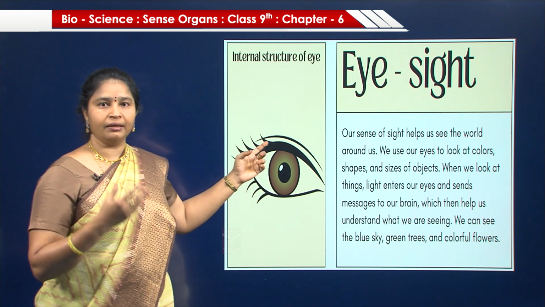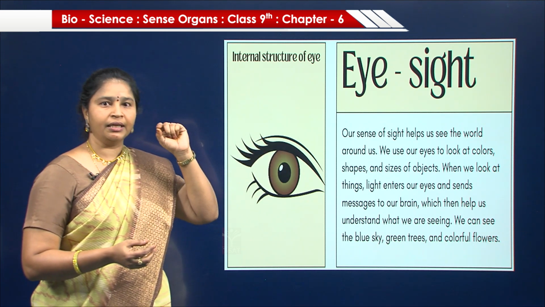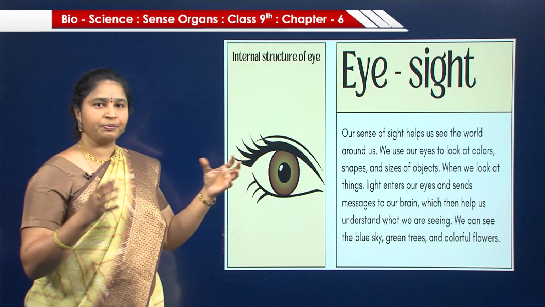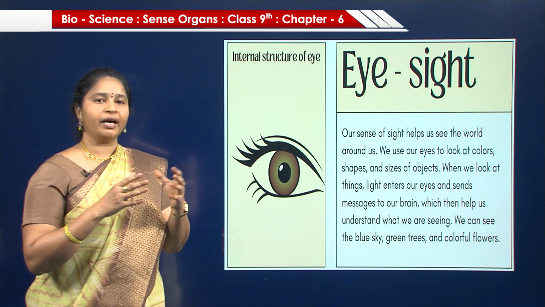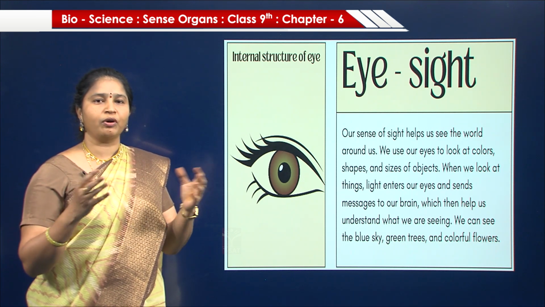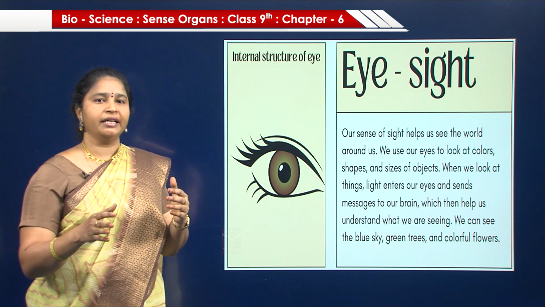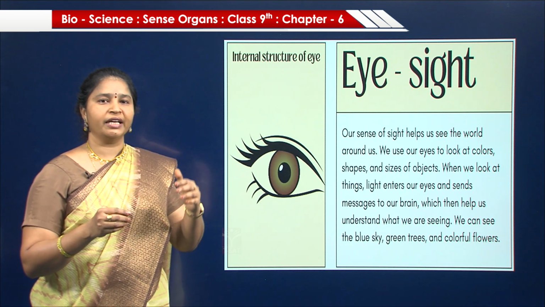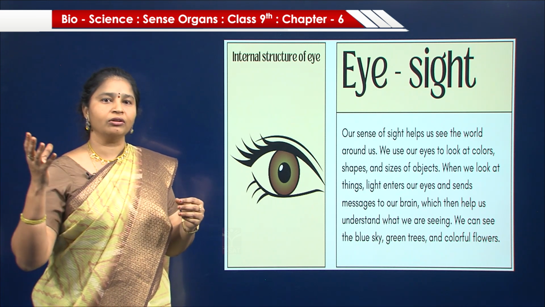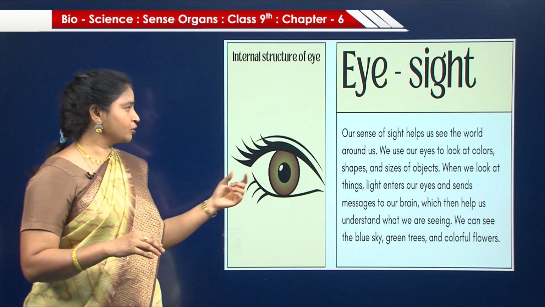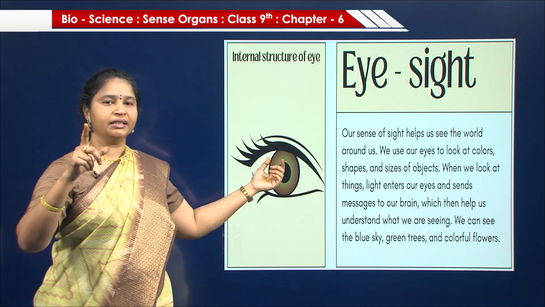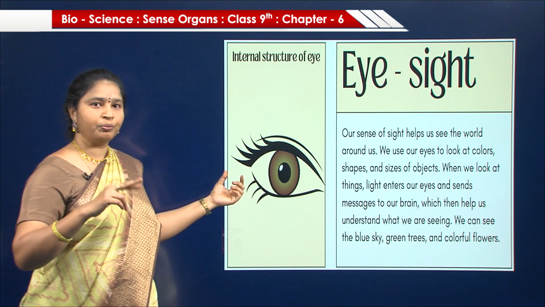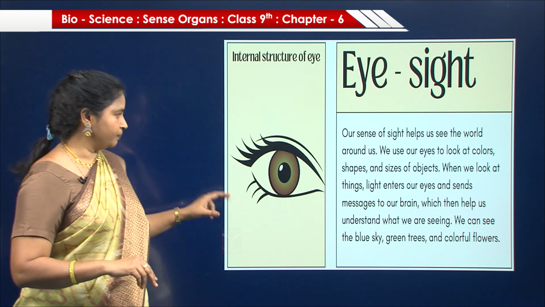When we are in a dark place, the pupil size is very large. When we come to a light, bright area, the pupil size becomes smaller. Why is the pupil size becoming larger and smaller? Based on the intensity of light. When the light is bright, pupil size becomes smaller. When it is dark, the pupil becomes bigger to allow light into the eye. So, it is changing based on the light. We will see in later slides why the pupil size becomes larger and smaller.